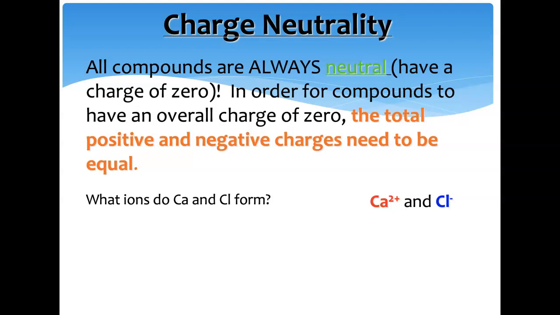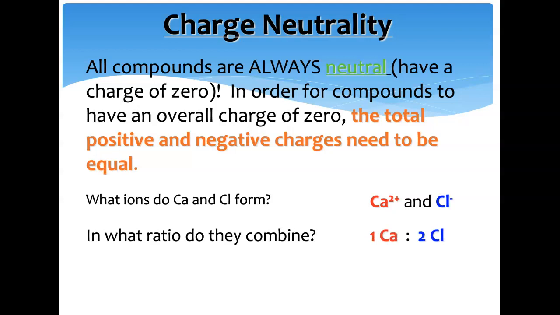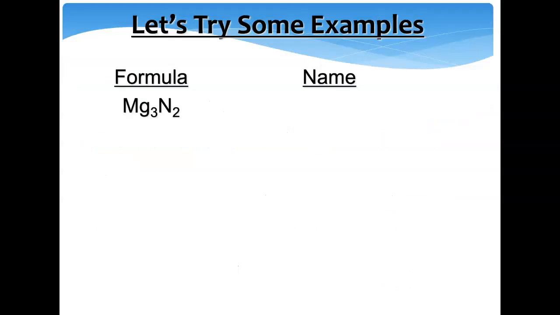So together, that's not going to equal 0. If you do the math, 2+ and 1-, not 0. And so in order to get them to combine to equal 0, you'd need 1 calcium and 2 chlorines. And then they would equal 0. And so we write the formula CaCl2 to show everybody that there's 1 calcium and 2 chlorines. And now the charge of the compound equals 0. Compounds, just like atoms, have to have a 0 charge.